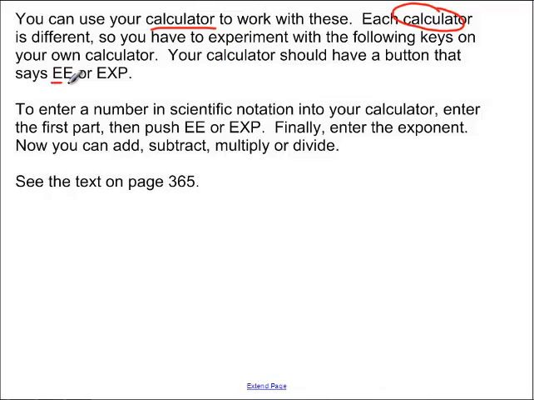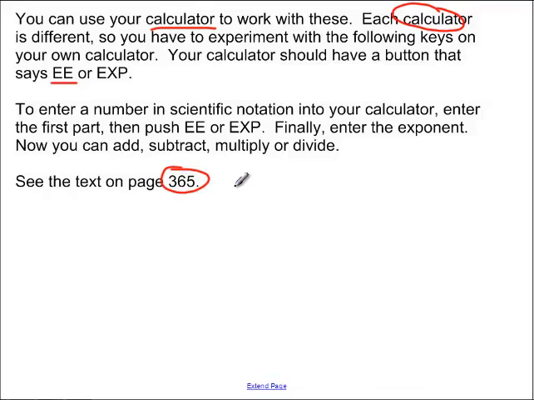My calculator shows EE on my keyboard and also E on my display. There's an entire page in the textbook, page 365, that talks about scientific notation on a calculator. But here's what I'm going to do.